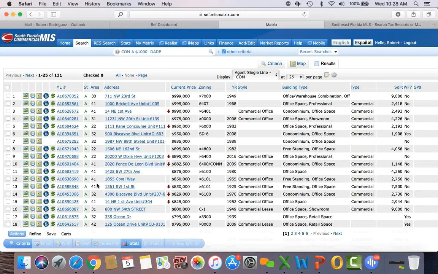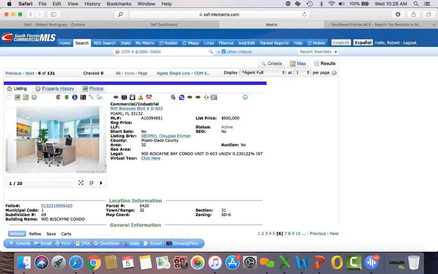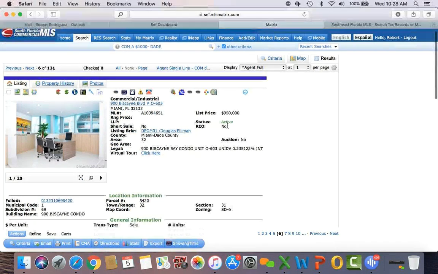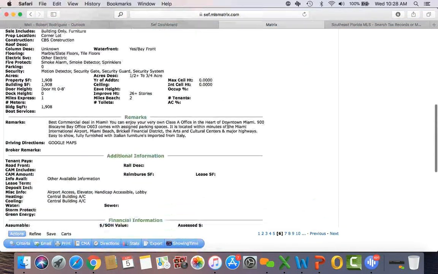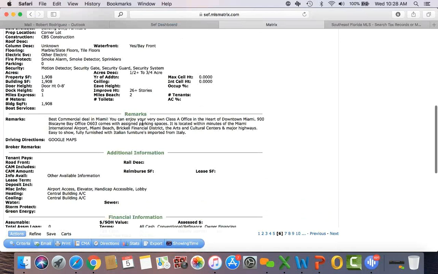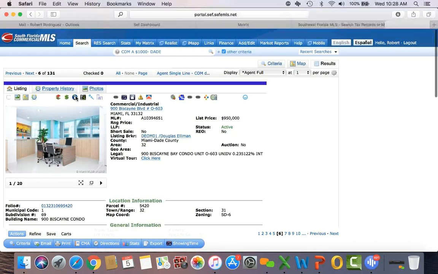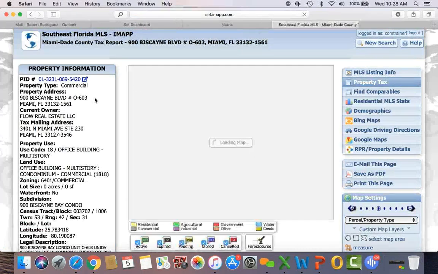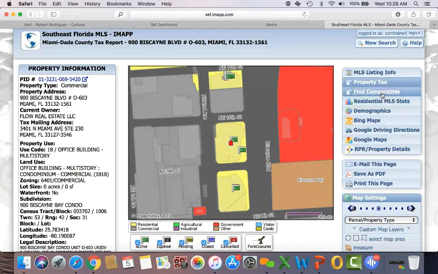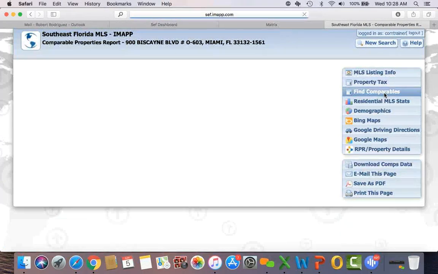So let's look at right here, 900 Biscayne Boulevard. All right, so here's an office space for $950,000 on Biscayne Boulevard. Best commercial deal in Miami. You can enjoy your very own Class A office space in the heart of downtown Miami. So let's click on iMapp, and that's going to open up, again, the property records, and we're going to hit Find Comparables.